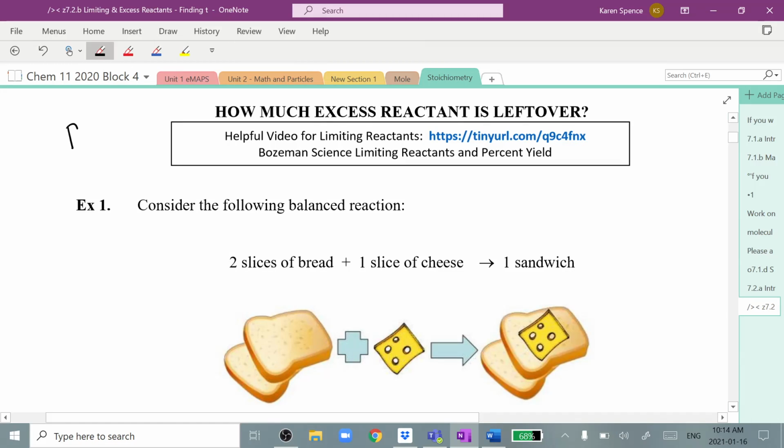Hello, this is on page 37 of the Ivory Workbook, Unit 7. Back to bread and cheese. Consider the following balanced reaction: 2 slices of bread plus 1 slice of cheese gives 1 sandwich.